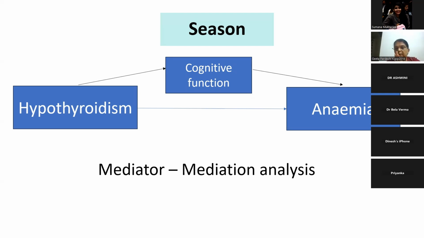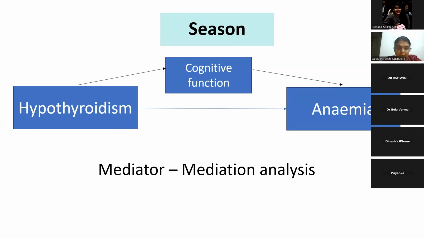But one thing you should remember is that you are always thinking of the causal effect, that you are saying hypothyroidism causes, right? And you know the criteria of causation. So all that comes here, that hypothyroidism should cause impaired cognition, which should cause anemia. You should have evidence that all this happens, and it's all biologically plausible. And then you say, I feel this is a mediator, and you should go in for mediation analysis.